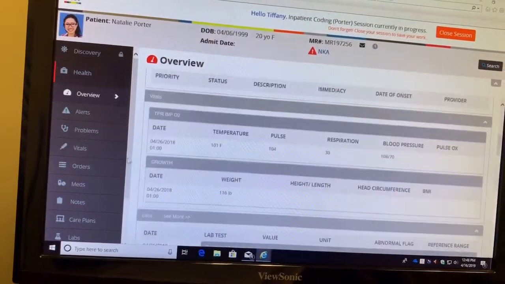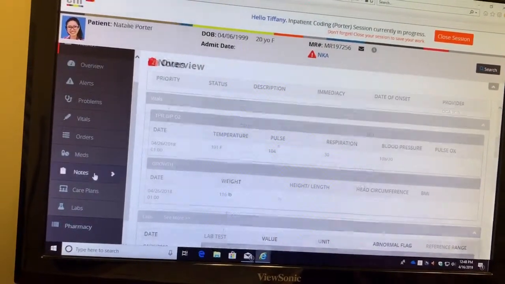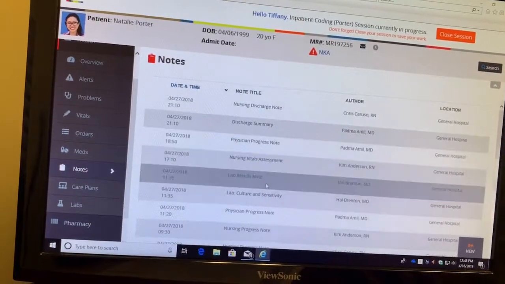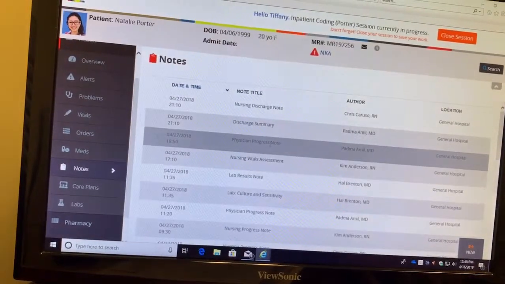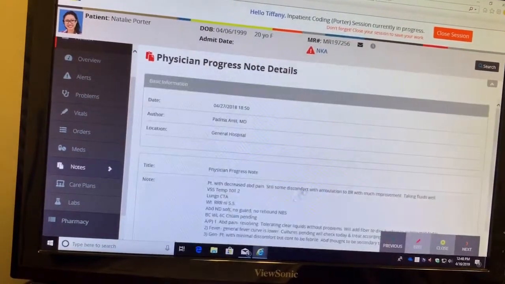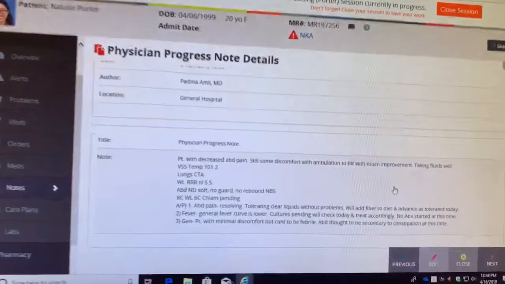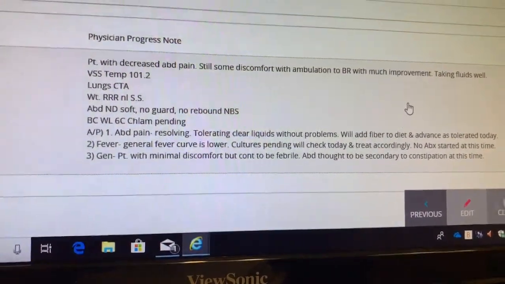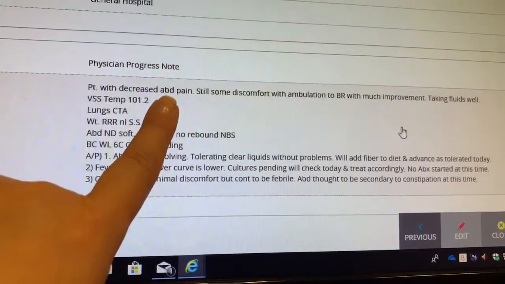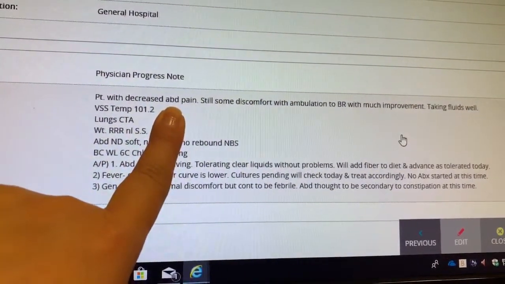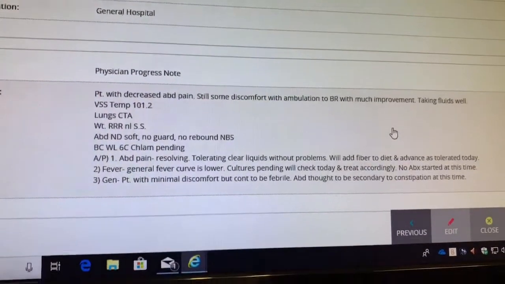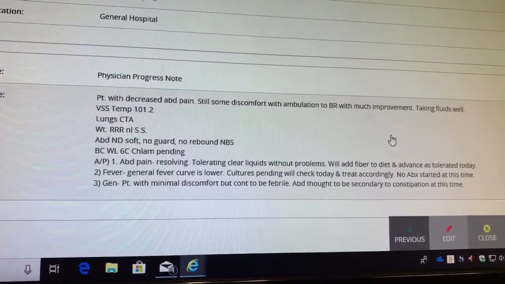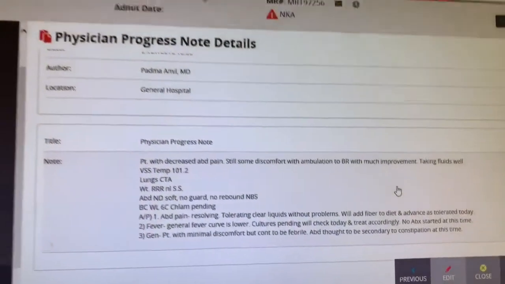Now, our physicians, they can write notes in the medical record, and so if I click on notes, I see all the different notes that are available. And so I can go in and I can see a progress note. If I double click on that document, it opens up for me. And see, that's much easier to read. Patient with decreased abdominal pain, and there's a lot of different abbreviations used in medical records. So that's one thing that we teach in health information technology, is how to read the medical records.